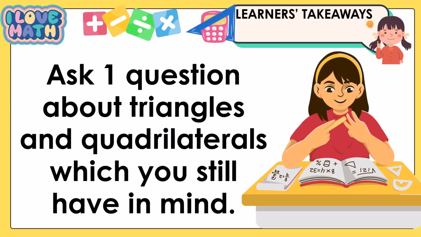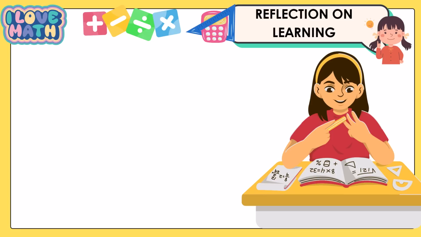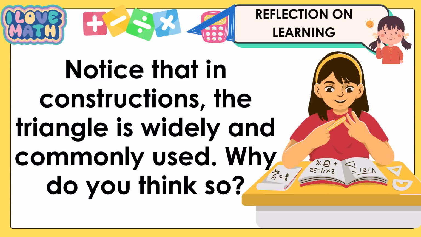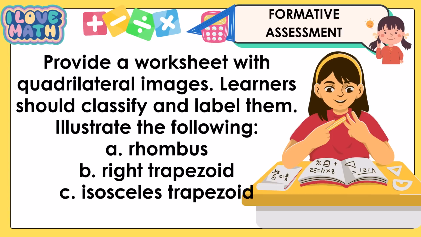Learners' takeaways. Ask one question about triangles and quadrilaterals which you still have in mind. Reflection on learning. Notice that in constructions, the triangle is widely and commonly used. Why do you think so? Formative assessment. Provide a worksheet with quadrilateral images. Learners should classify and label them. Illustrate the following: A. Rhombus, B. Right trapezoid, C. Isosceles trapezoid.